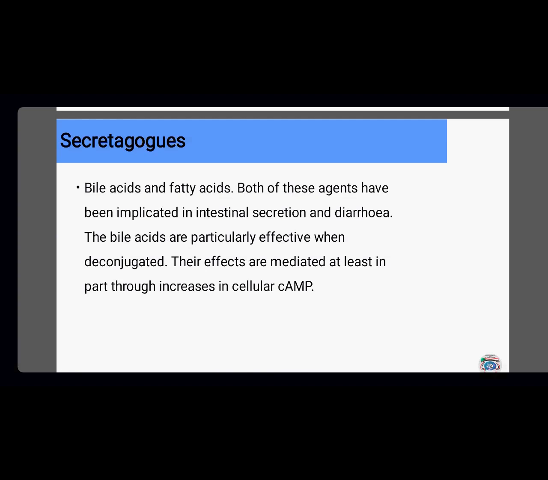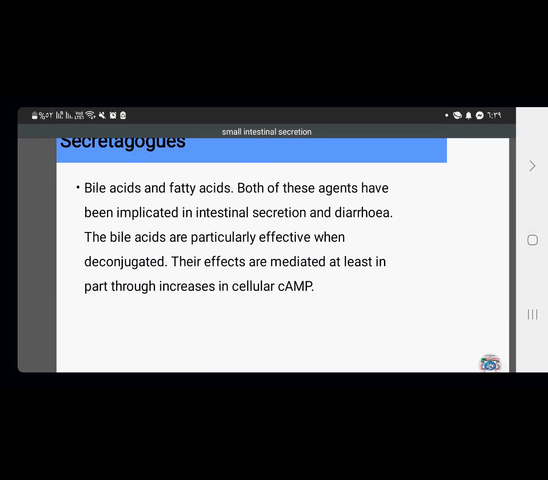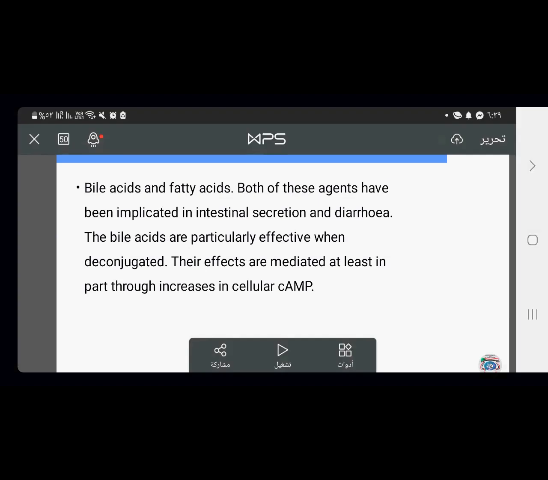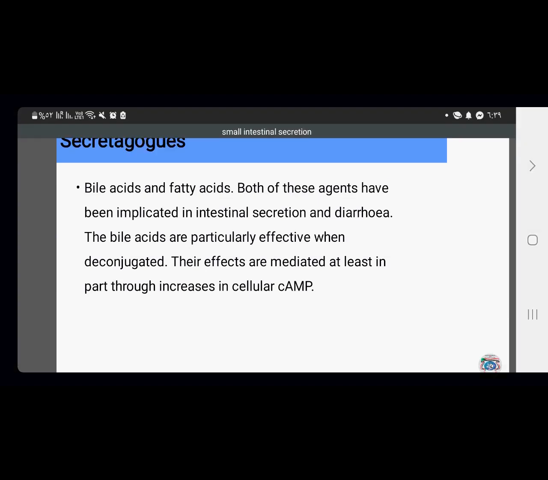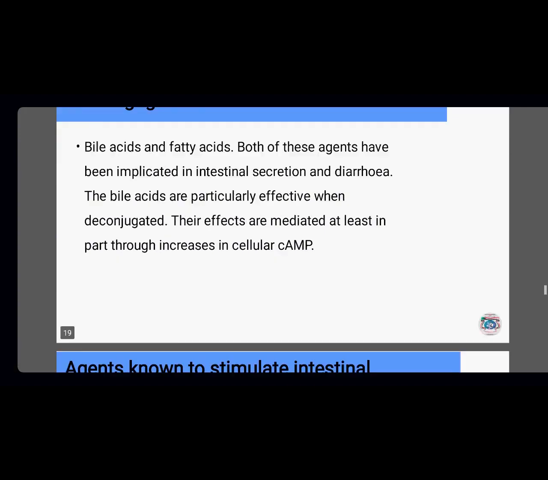Bile acids and fatty acids. Both of these agents have been implicated in intestinal secretion and diarrhea. The bile acids are particularly effective when deconjugated. As you know, we have conjugated bile acids and deconjugated bile acids. The deconjugated is more effective. Their effects are mediated at least in part through increased cellular cyclic AMP. Also, the second messenger here in bile acids is cyclic AMP.